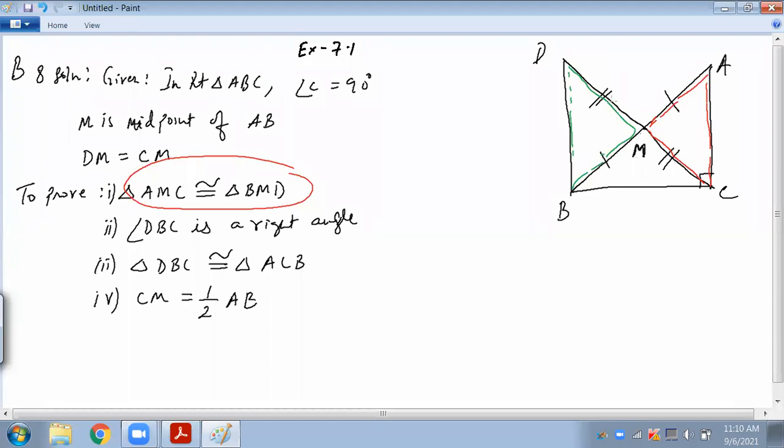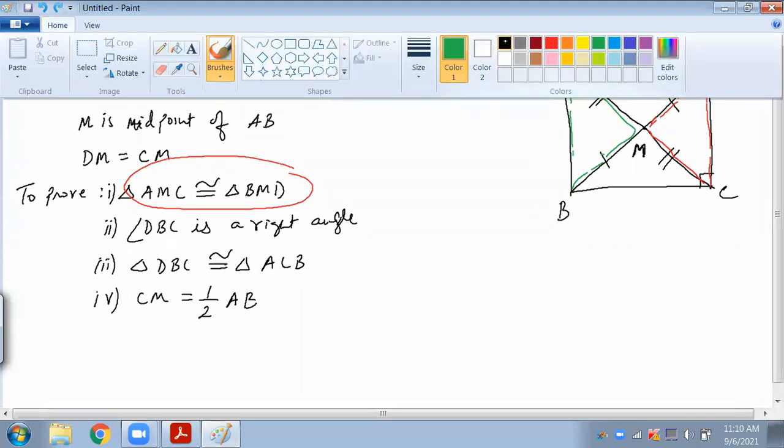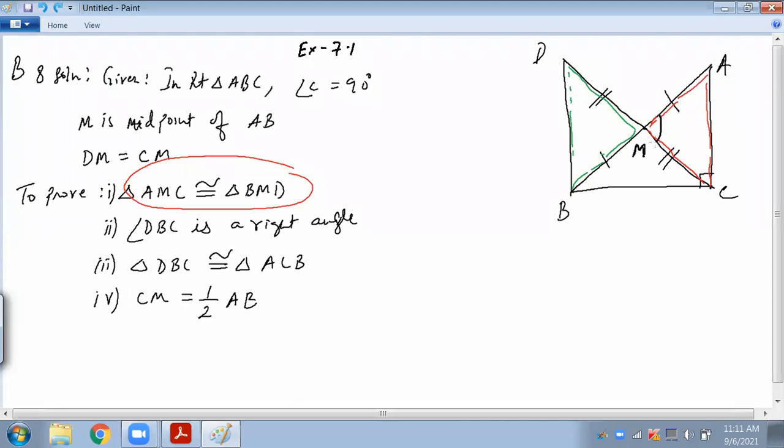Again, CM is equal to DM. Why? It is given in the question. That means we have two sides equal. Now in between them, we have this angle and this angle. Are they equal? Yeah, they will be equal. Why? They are vertically opposite angles. We can mark this one as 1 and this one as 2.